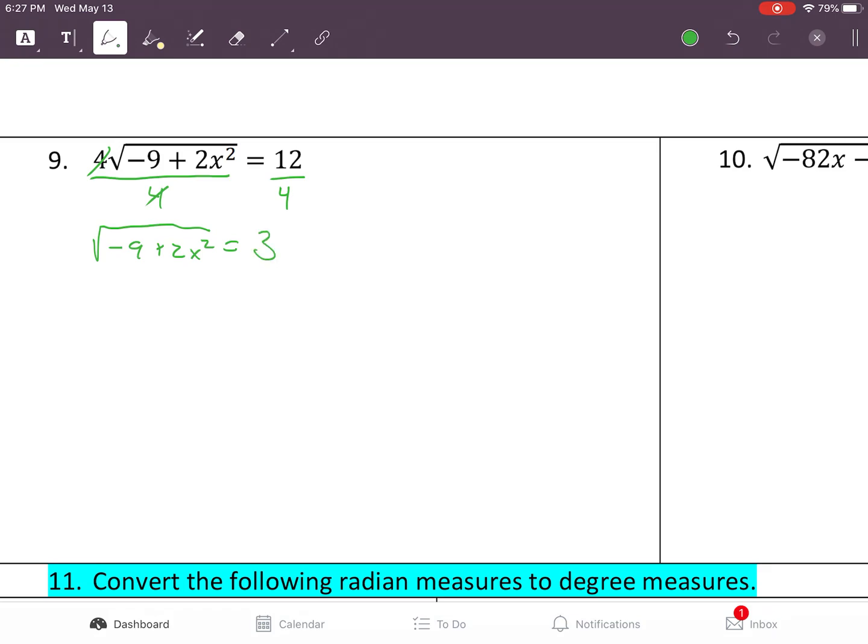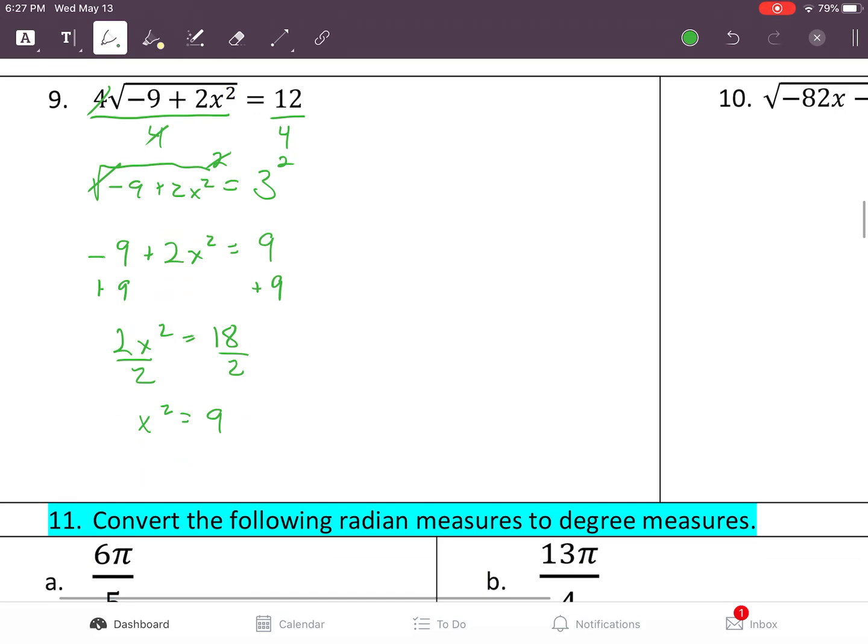All right, now that our square root sign is all by itself on the left side of our equation, we can get rid of it by squaring both sides of our equation. The square root and the square will go away. We're left with negative 9 plus 2x squared equals 3 squared, which is 9. Now we solve for x squared. So we're going to add 9 to both sides. So we have 2x squared is equal to 18. Divide by 2, and x squared will equal 9.